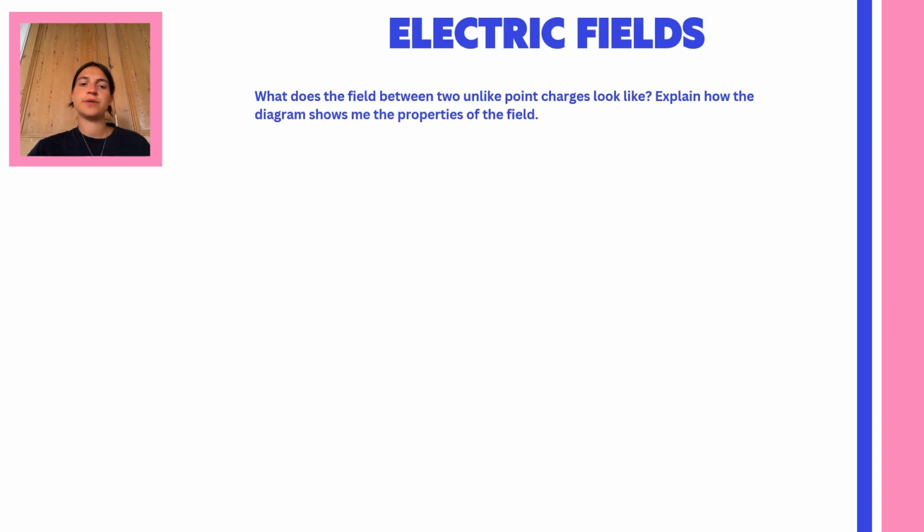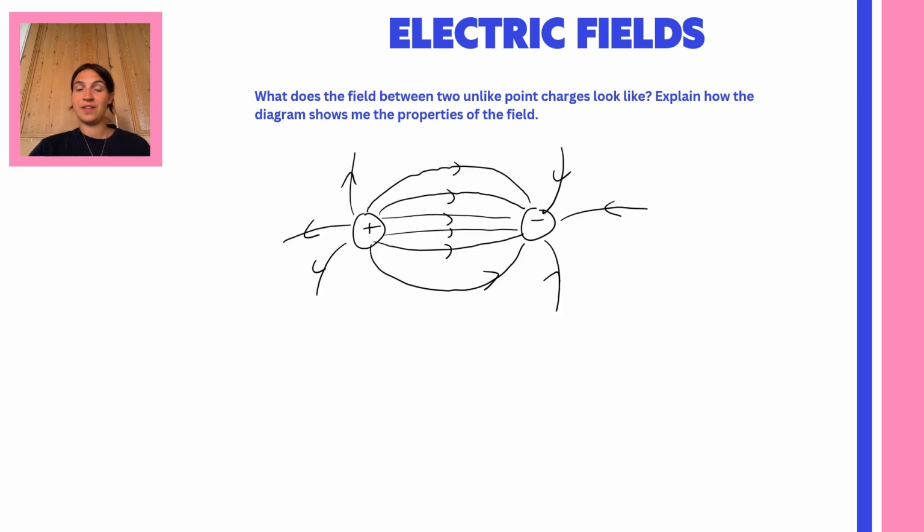Okay, what does the field between two unlike point charges look like, and explain how the diagram shows me the properties of the field. So you need to know that this is what the field looks like. Because they are point charges, around them they have this almost like spider web pattern, and between them, right in the middle, you might have some parallel lines, but they kind of curve round a bit. It looks a bit like a bar magnet. You need to learn all of your different electric field patterns.